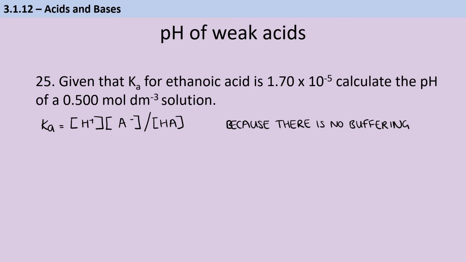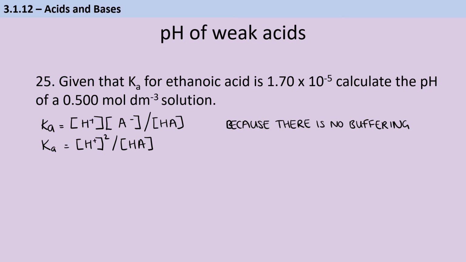Based on that, we can take out the concentration of anions and put back in again the concentration of hydrogen ions. In other words, we can have hydrogen ions squared. I'm going to say it again, you can only do this because it's a weak acid dissolved in solution with nothing else added to it. You cannot do this for buffer calculations.